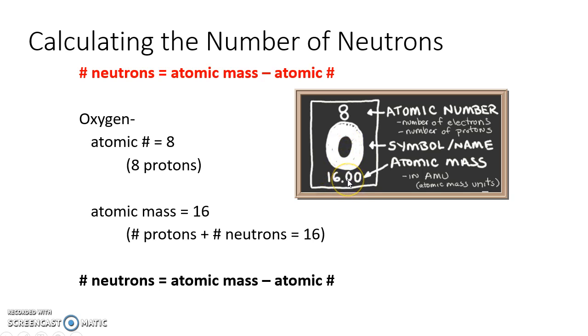So you'll just round the mass up or down based on the regular rounding rule. If that first decimal is 4 or less, you're going to round down. 5 or higher, you're going to round up. Then you just take your atomic mass and subtract your atomic number, or your number of protons, and that gives you your number of neutrons. In this particular example, we have a mass of 16 with 8 protons. So 16 minus 8 gives you 8 neutrons. Now in this example, the neutrons is the same as the protons and electrons, but that is not always the case.